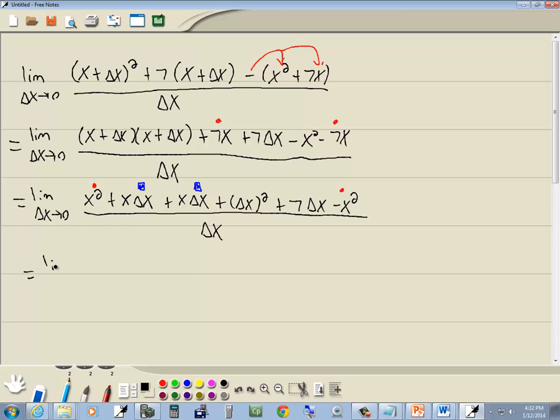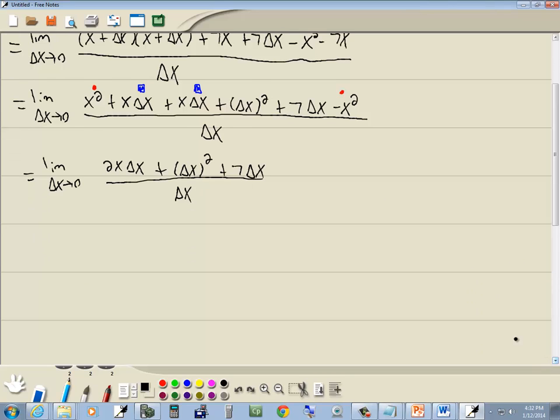Okay. The limit as delta x goes to 0. x delta x plus x delta x. Since these are exactly alike, you combine the numbers that are in front. Well, there's an invisible 1 in front of the x's, so that gives us 2x delta x plus delta x squared. I'm just carrying all the rest of this down, plus 7 delta x, all over delta x.